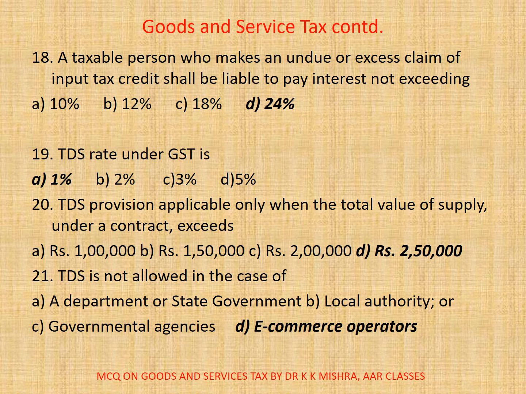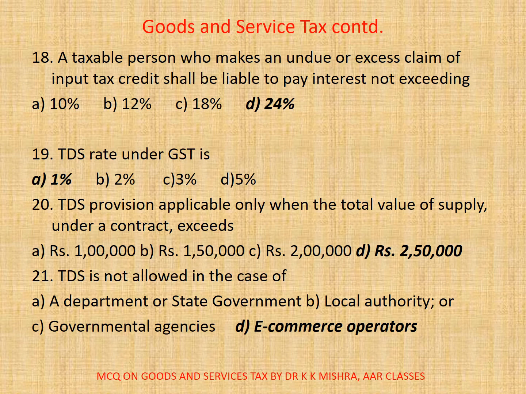18. A taxable person who makes an undue or excess claim of input tax credit shall be liable to pay interest not exceeding A. 10%, B. 12%, C. 18%, D. 24%. So, here correct option is D, 24%. 19. TDS rate under GST is, options are A. 1%, B. 2%, C. 3%, D. 5%. So, here correct option is A.